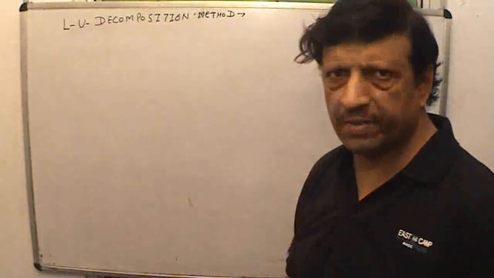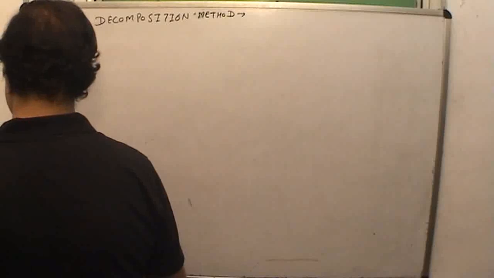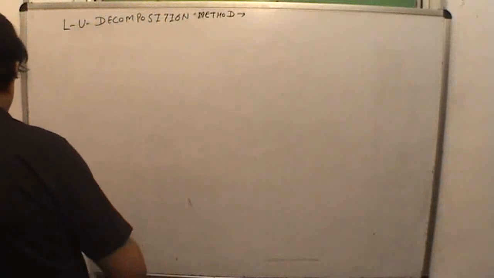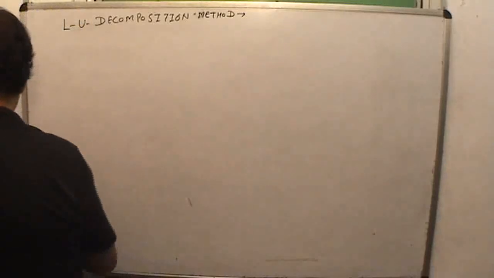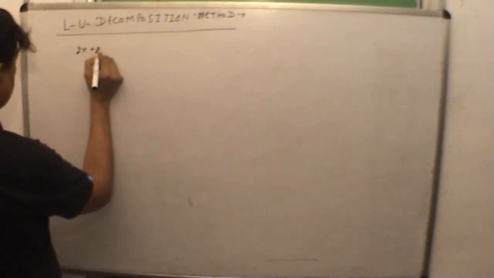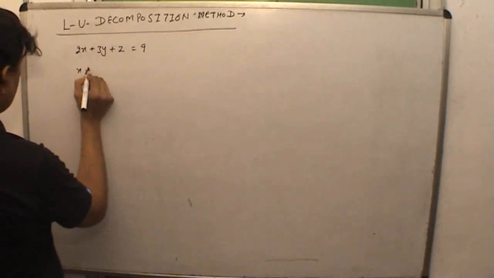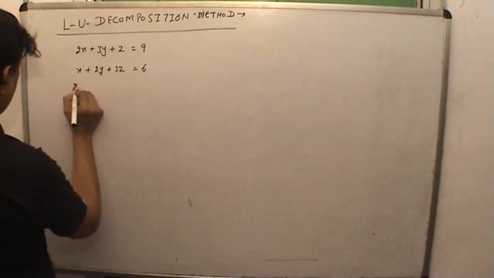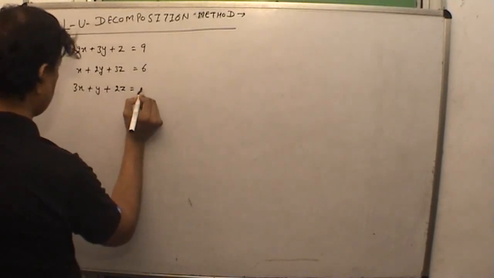We are discussing the third method in the direct methods. Again, the formation is the same. Solve the system of equations by using the LU decomposition method. Let us consider this system: 2x plus 3y plus z is equal to 9, x plus 2y plus 3z is equal to 6, 3x plus y plus 2z is equal to 8.